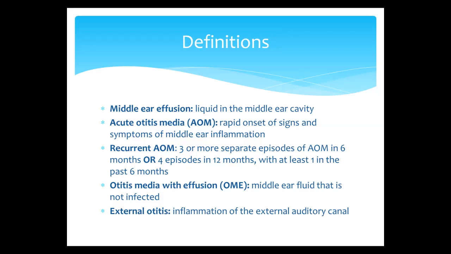If you have 3 or more separate episodes of acute otitis media in 6 months, or if you have 4 episodes within a year, with the last one at least in the past 6 months, then you have what's called recurrent acute otitis media. Otitis media with effusion is middle ear fluid that is not infected, so you just have some serous fluid behind the middle ear, behind the tympanic membrane. And external otitis is inflammation of the external auditory canal. You're looking in front of the tympanic membrane.